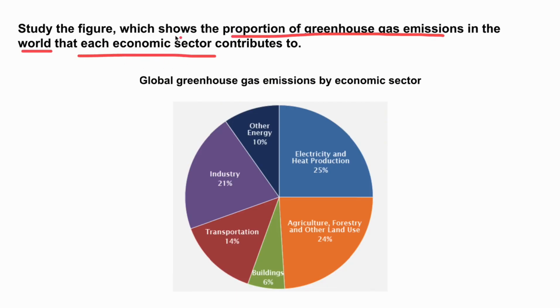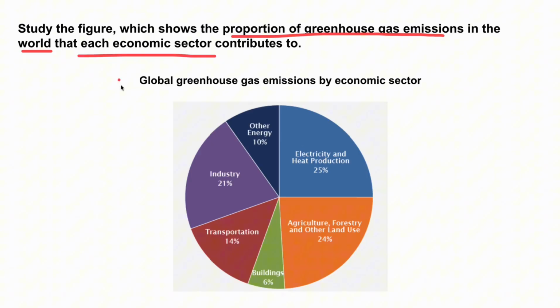If you're not sure what economic sector means, if you look at the pie chart, it's already stated there. So industry could be things like manufacturing industry. That's one sector. Transport, buildings, agriculture, electricity. All these are different sectors of the economy. It's given to you, nothing for you to remember. Just look at the graph and answer the question.